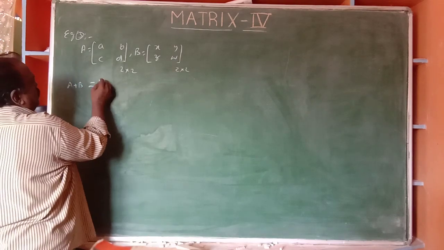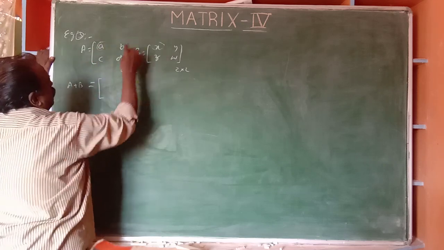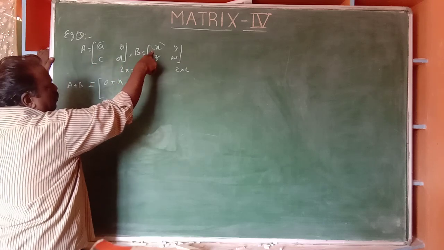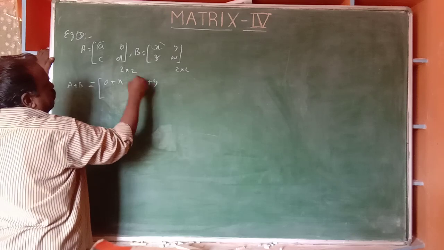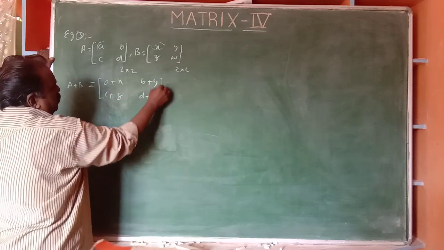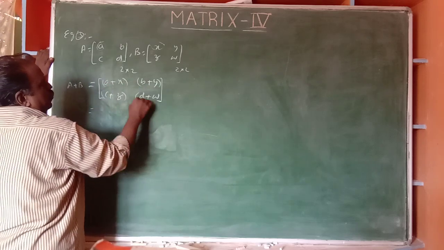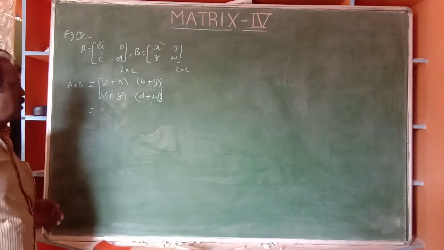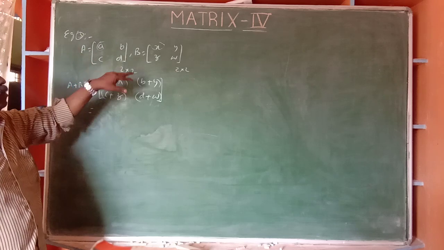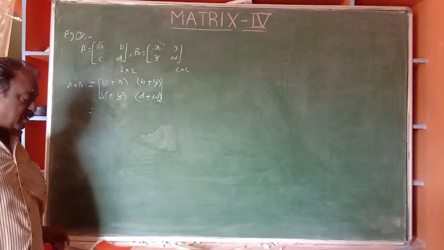Then A plus B is, you see, the corresponding element: here in A, small a, here small x. It is a plus x, b plus y, c plus z, d plus w. So the sum of matrices can be obtained by adding the corresponding elements of the two matrices. Not only numbers, the variables, constants, and functions also.